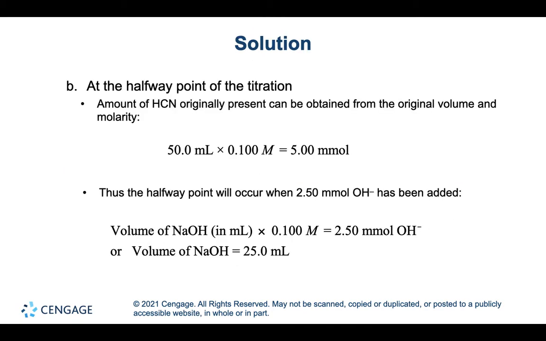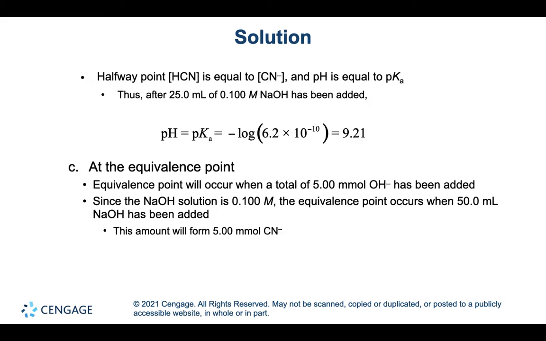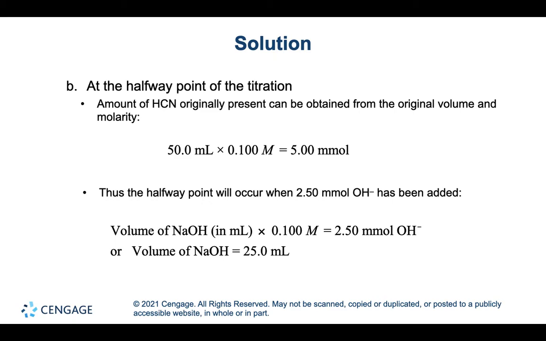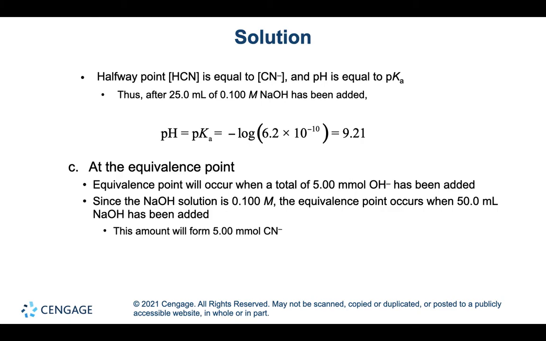Now at the halfway point, our 5 millimoles of HCN is going to be neutralized down to 2.5 millimoles of HCN because we're going to add 2.5 millimoles of OH minus. In that case, the HCN is lowered to 2.5 millimoles, but the CN minus that you get by reacting the OH minus with the HCN is now itself up to 2.5 millimoles.